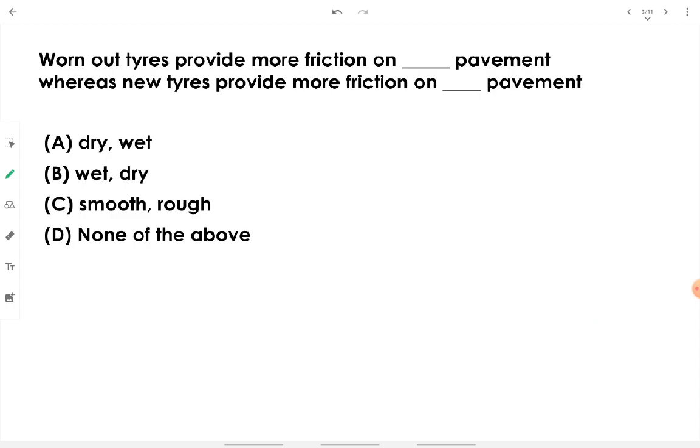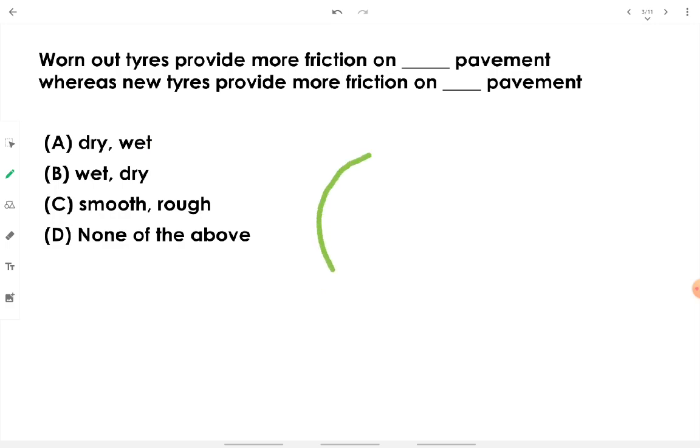Worn out tires provide more friction on fill in the blank pavement, whereas new tires provide more friction on fill in the blank pavement. The options we have to fill in are dry, wet, smooth, rough. Now see, worn out tire. Worn out tire means what? Let's see how a new tire looks and how a worn out tire looks.